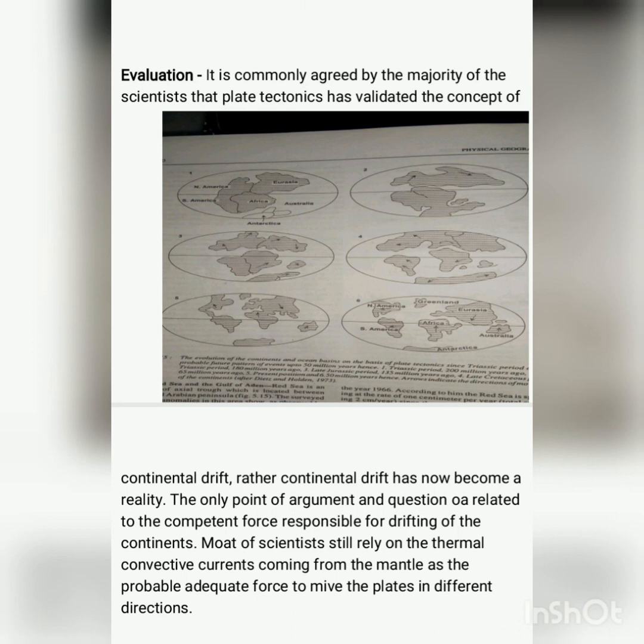Now, most of the scientists still rely on the thermal convective currents coming out from the mantle as the probable adequate force to move the plates in different directions. So most of the scientists say that the thermal convective currents present inside the earth, in the mantle, are the probable adequate force responsible for displacing the continents and for the movement of the plates in different directions. So this was all regarding the plate tectonics theory.